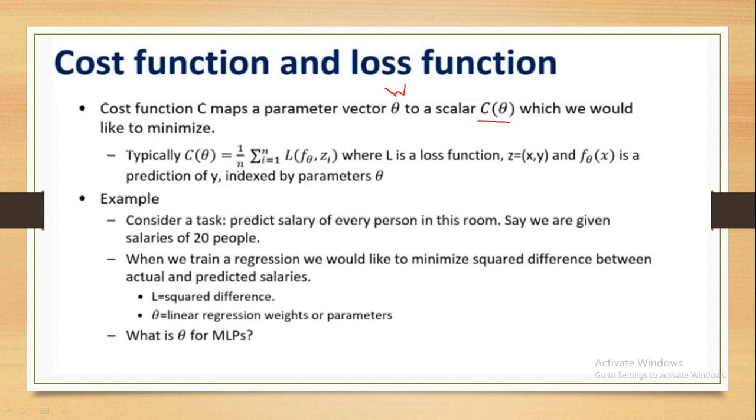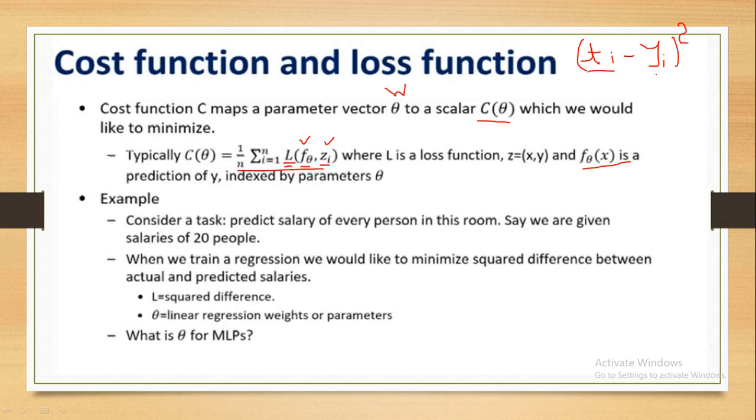And what is the formula for the cost function? 1 upon n, sigma i equals 1 to n, and here we have L. L is the loss function, f of theta and zi. Now, what is f of theta and what is zi? f of theta of x is nothing but a prediction of y. If we talk about the perceptron algorithm, we wrote something like ti minus yi, whole square. So we used the square loss function in the perceptron algorithm.